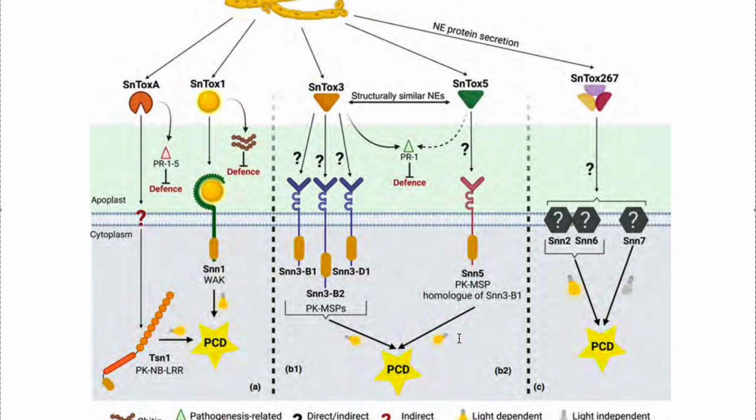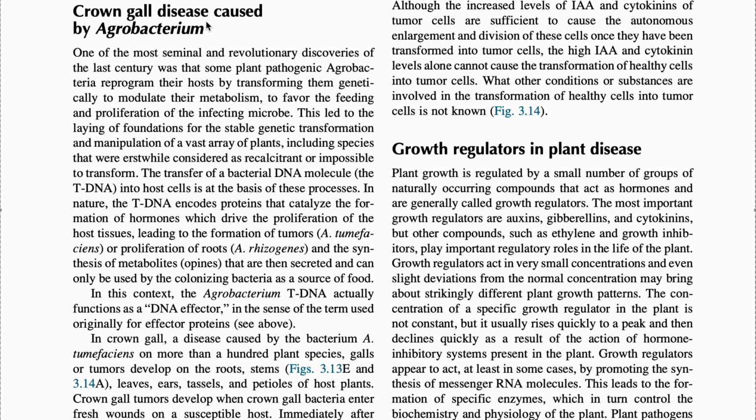Next that we have is crown gall disease caused by Agrobacterium. Yes, Agrobacterium tumefaciens causes crown gall disease. Nothing more to read. If you want to know it deeply, please refer to this section. But in a simpler way, just remember Agrobacterium tumefaciens causes crown gall disease.